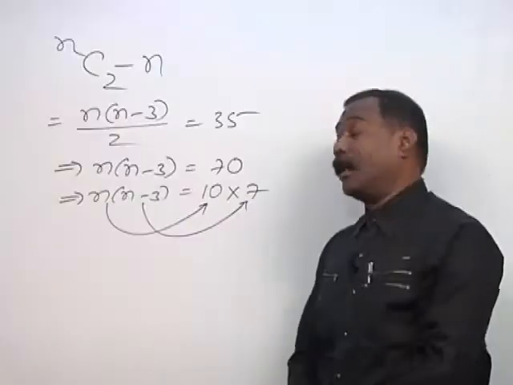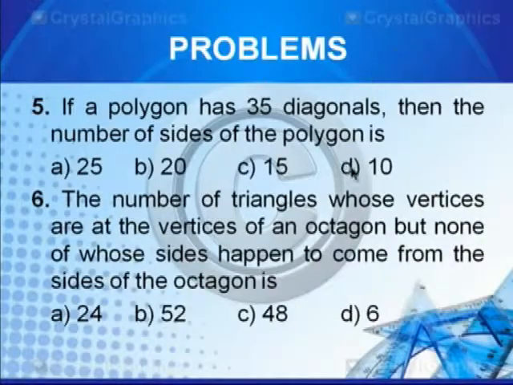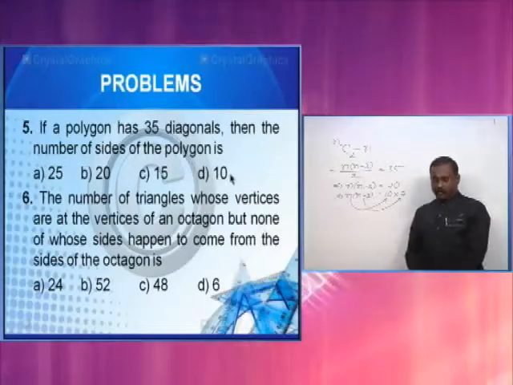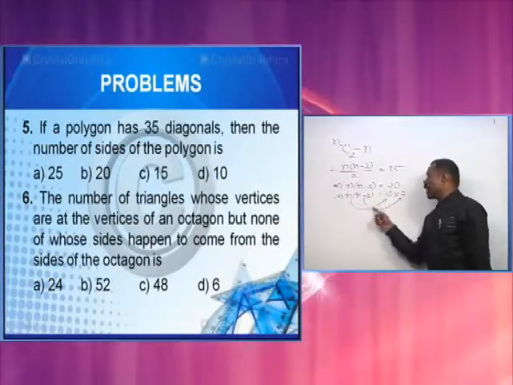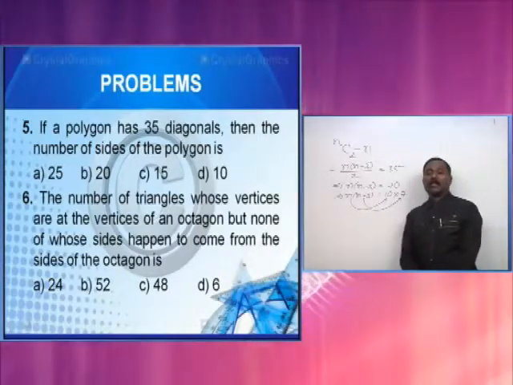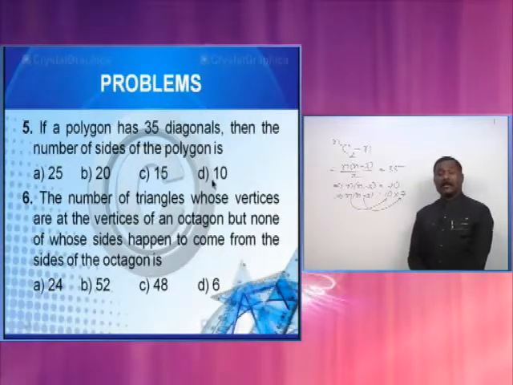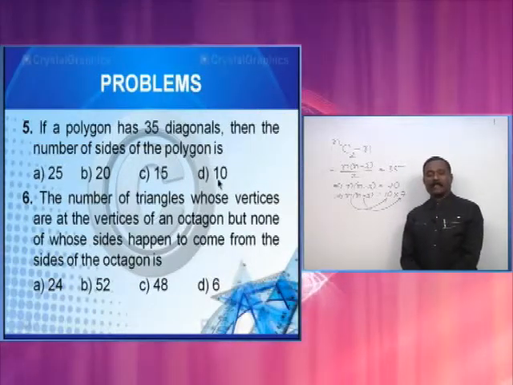So what should be the answer there? n is equal to 10. So the number of diagonals is 35, then the number of sides will be 10. So what should be the option there? 10 is the option. That is, option D is the correct one.